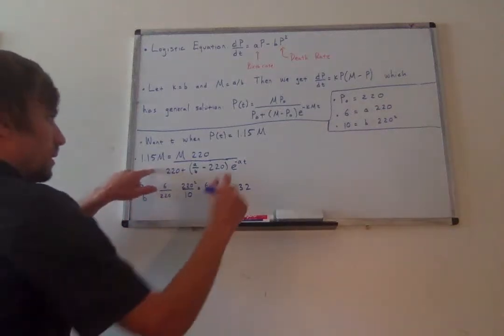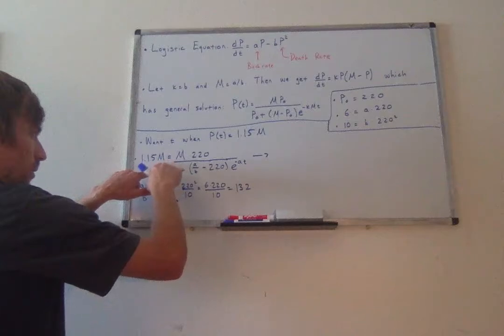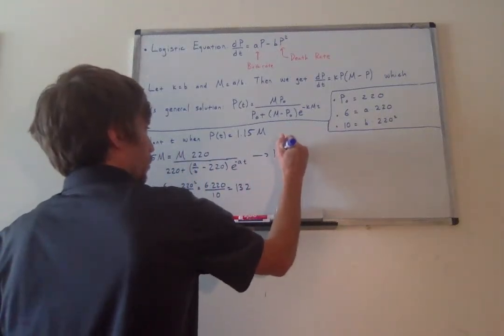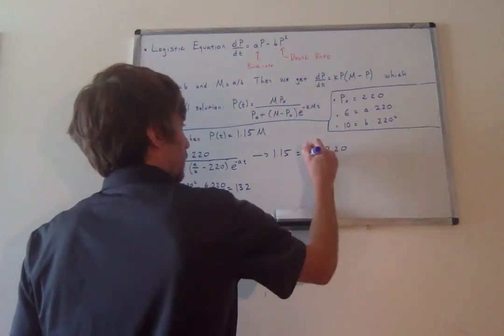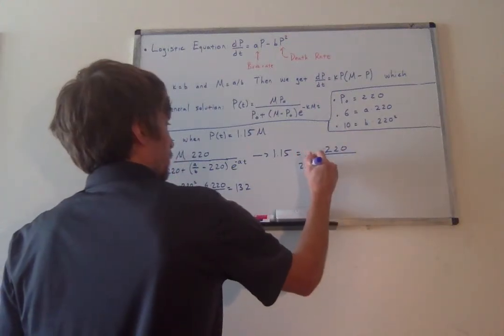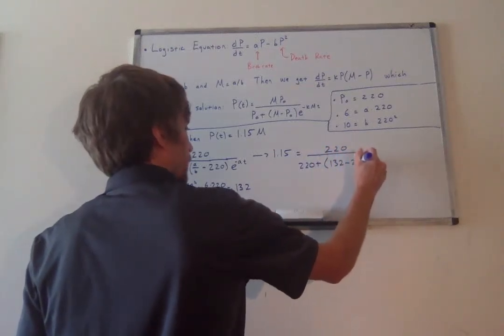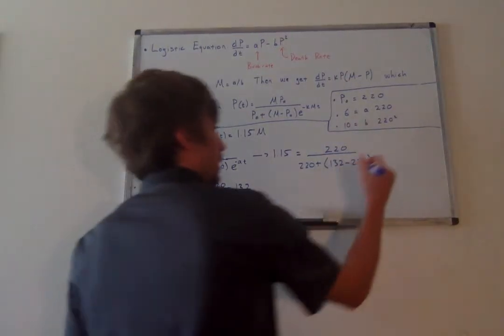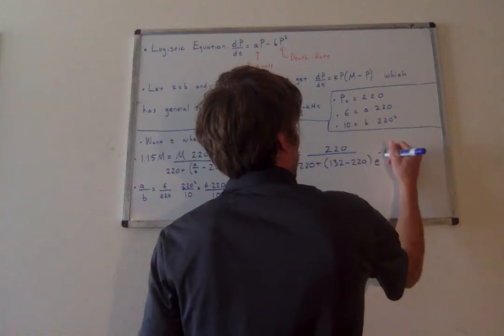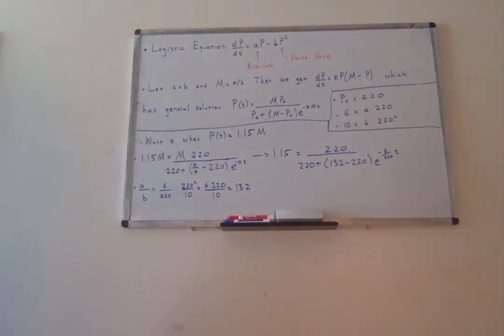Now I'm going to simplify this equation a bit. These two M's cancel out. So I get that 1.15 is equal to 220 over 220 plus 132 minus 220, so that's A over B, and then e to the negative 6 over 220 times t. At this point, it's just solving for t in this formula.